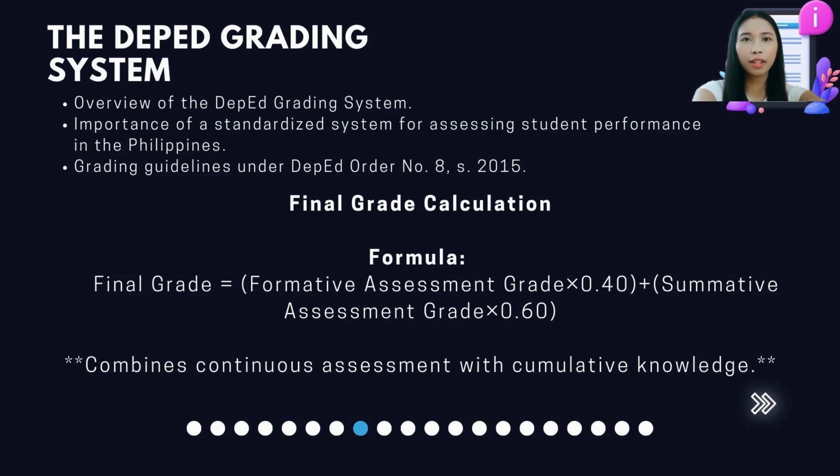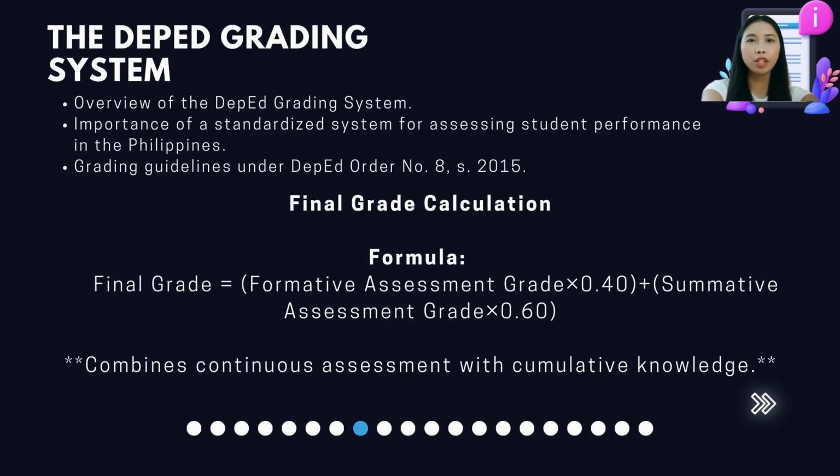It uses a standardized grading system for assessing and reporting student performance. The DepEd grading system is designed to be fair, comprehensive, and adaptable to the diverse educational context in the country. Here's everything you need to know about the DepEd grading system. Of course, the first one that you should know about is the structure of the DepEd grading system. The DepEd grading system is outlined in the DepEd Order No. 8, Series of 2015, which establishes the guidelines for the K-12 curriculum.